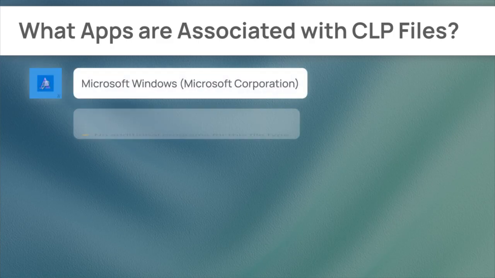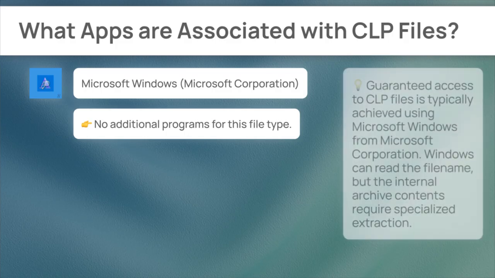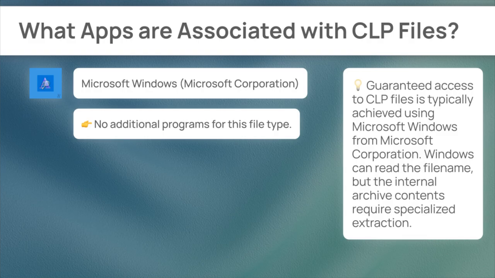When viewing the file metadata, the CLP shows a direct link to Microsoft Windows from Microsoft Corporation. Windows can read the file name, but the internal archive contents require specialized extraction. Windows provides limited visibility into these files, so meaningful access depends on supporting tools.